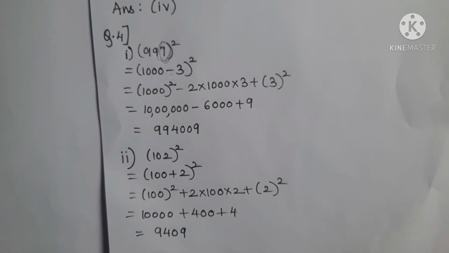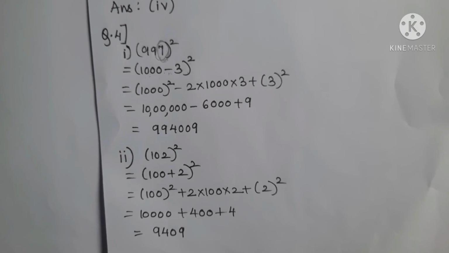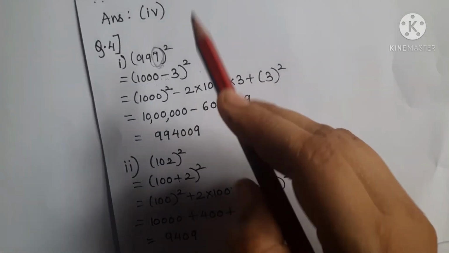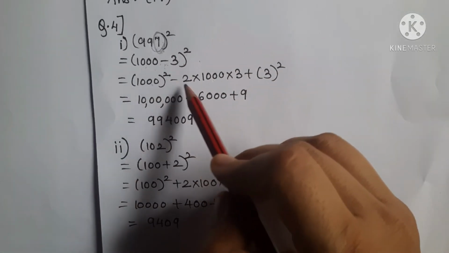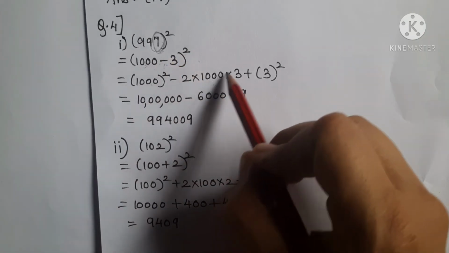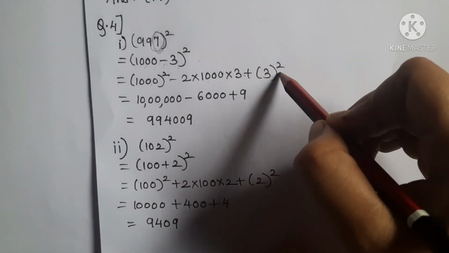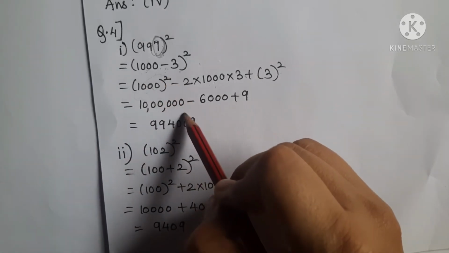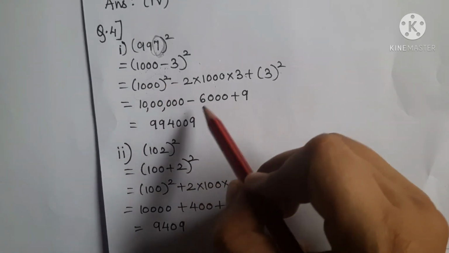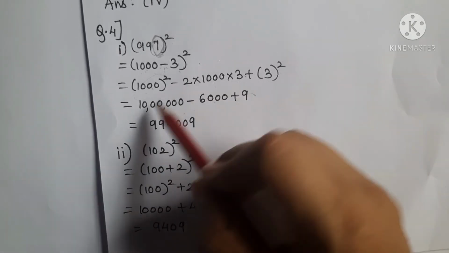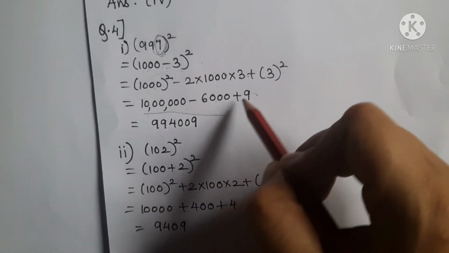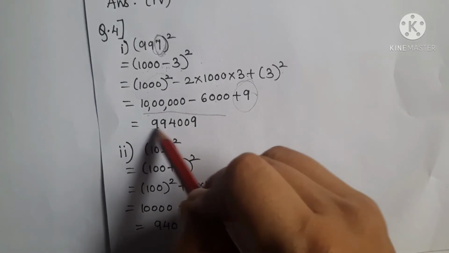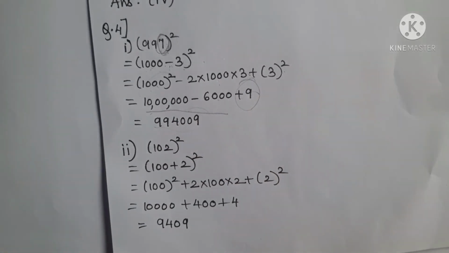So 997 is close to 1000. So 1000 minus 3 the whole square. So that becomes 1000 square minus 2 into 1000 into 3 plus 3 square. So you put the squares, you get 1 lakh minus 6000 plus 9. So you subtract this first and then you add 9 in that. So you get 994,009.